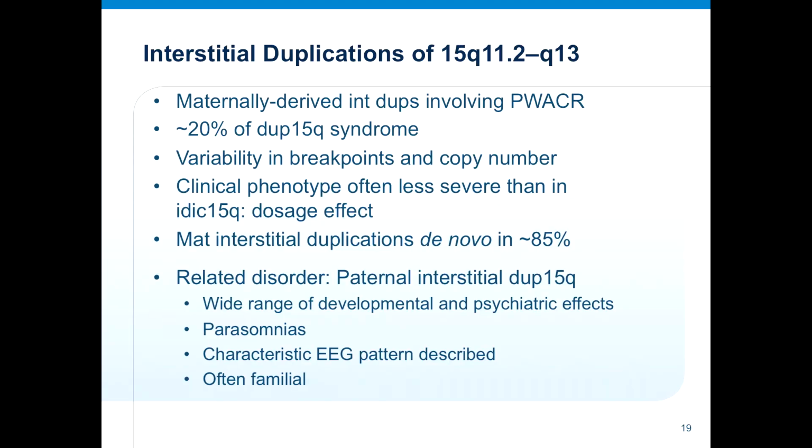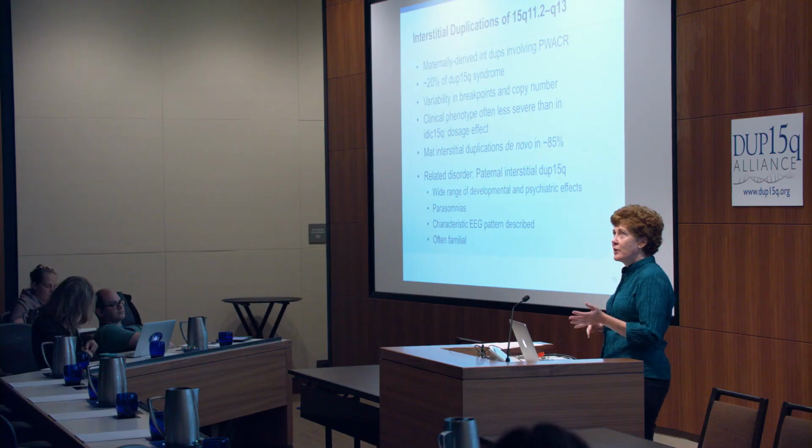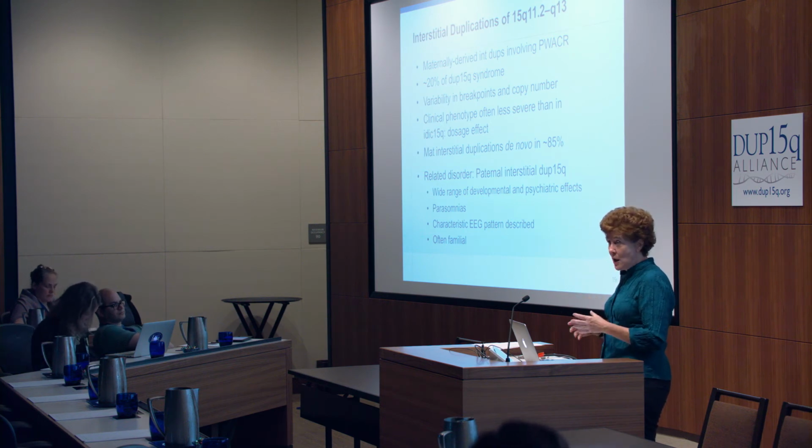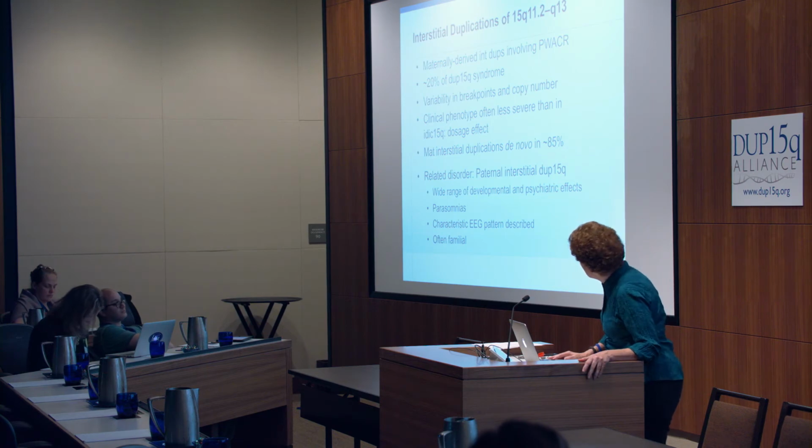The other type of DUP15Q syndrome has to do with interstitial duplications. This accounts for about 20%. 80% that we know of are due to that whole extra chromosome. They have 47 chromosomes. For these individuals, they have 46 chromosomes, and the extra material is embedded into one of their existing 15s. Again, we're talking about maternally derived here. There are some paternally derived interstitials, but we don't consider that part of the syndrome, really because of the imprinting effects. And so the mechanism we're interested in this particular syndrome is related to the maternal imprint.